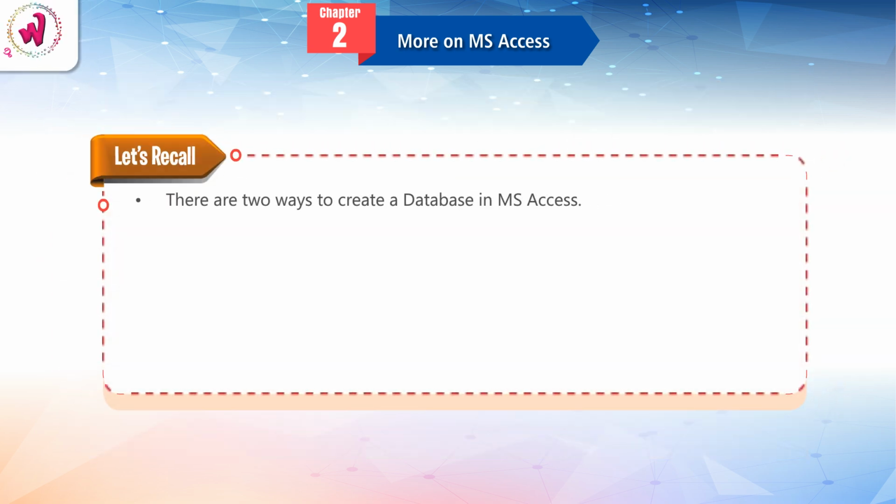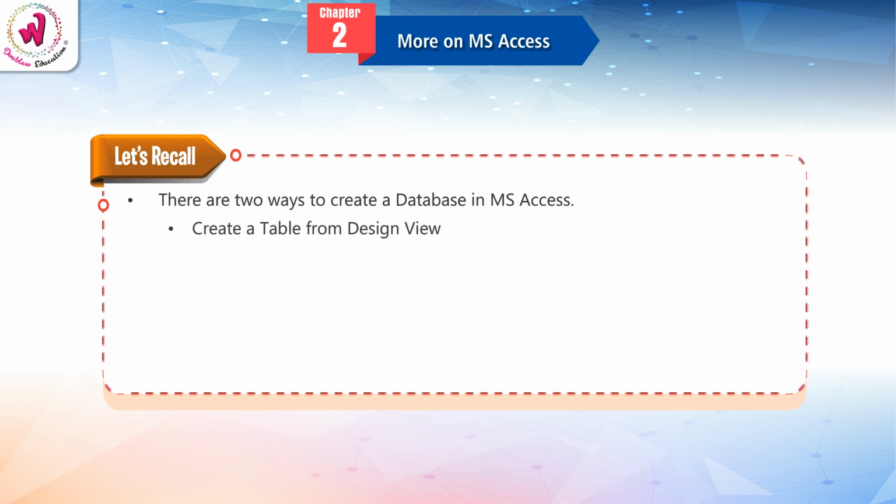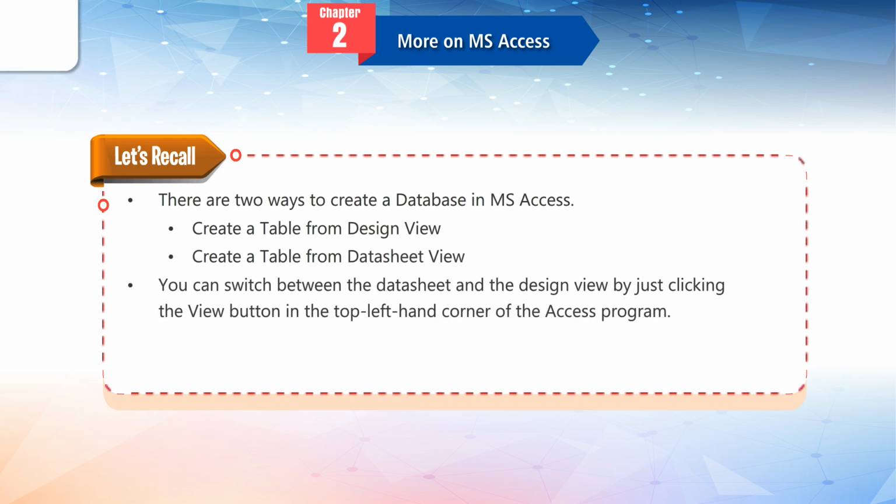Let's recall. There are two ways to create a table in MS Access. Create a table from Design View. Create a table from Datasheet View. You can switch between the datasheet and the design view by just clicking the View button on the top left-hand corner of the Access program.